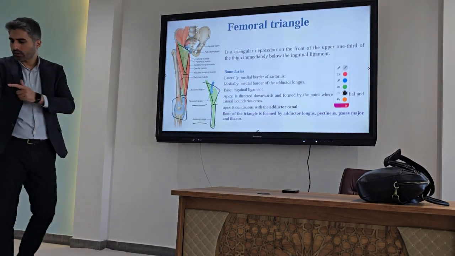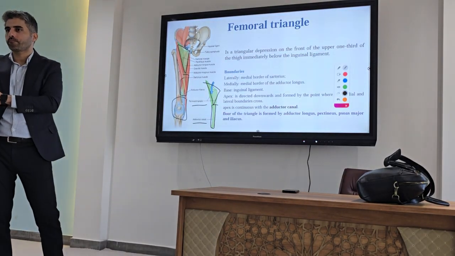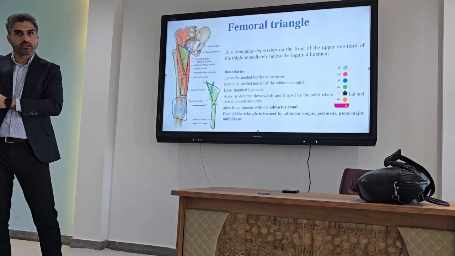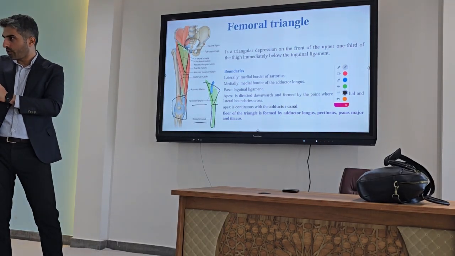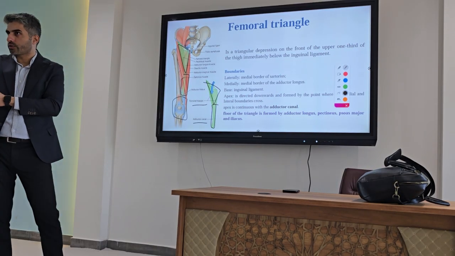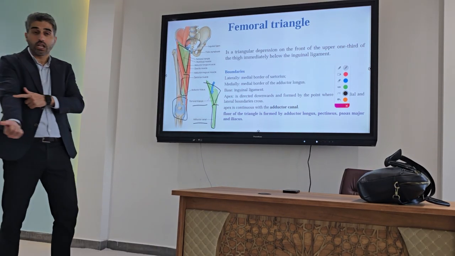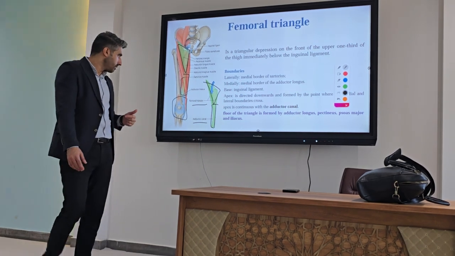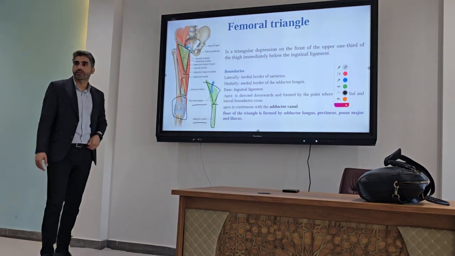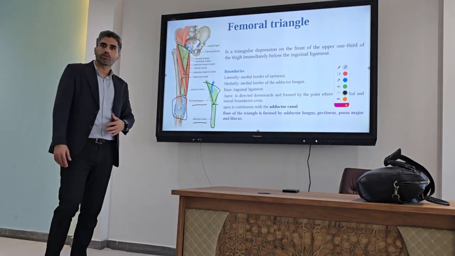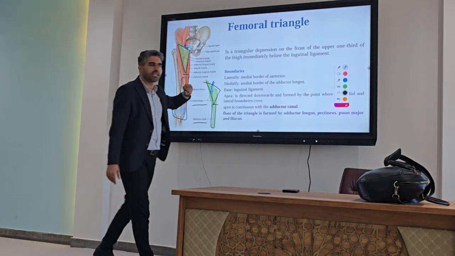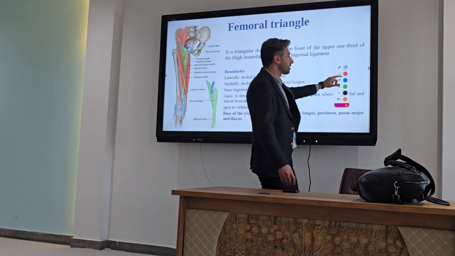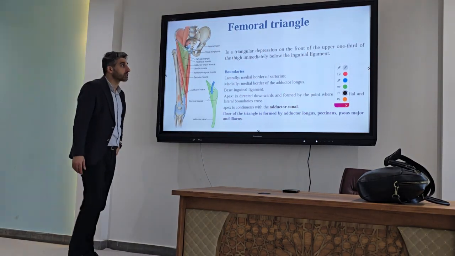And finally, in lower 1/3, you can see a fossa. What was the name of this fossa in the upper limb? In the upper limb, we had fossa here. Cubital fossa. Similar to this fossa, in the lower limb, we have one fossa behind the knee. Popliteal fossa. So this is popliteal fossa. So femoral triangle is here. Why can we see triangle? Look at this picture. Look at this ligament. This ligament is very important. This one.